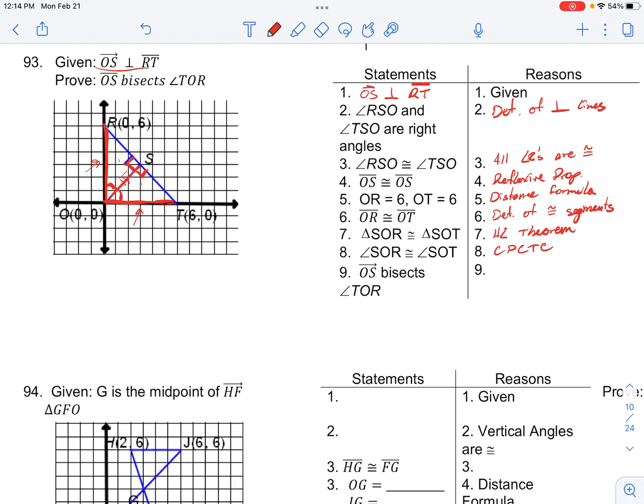And finally, we can say that number 9, the ray OS bisects angle TOR. And this is just from the definition of a bisector. Since this ray OS comes out to form two congruent angles, this angle and this angle, it therefore must be a bisector of the larger angle ROT.